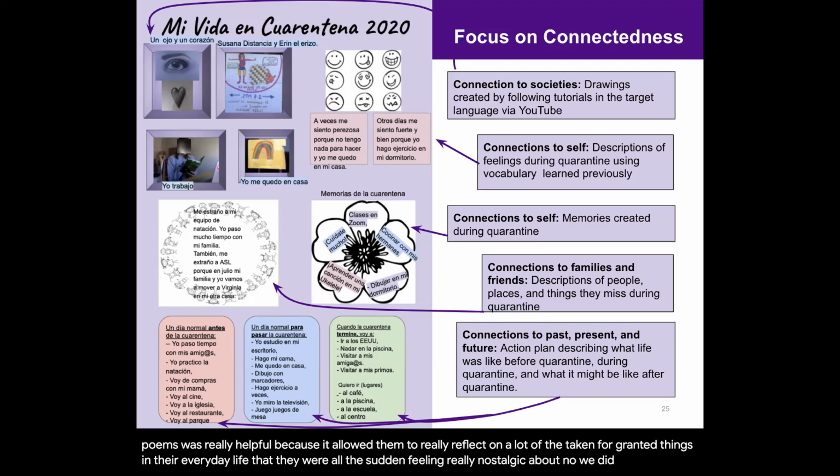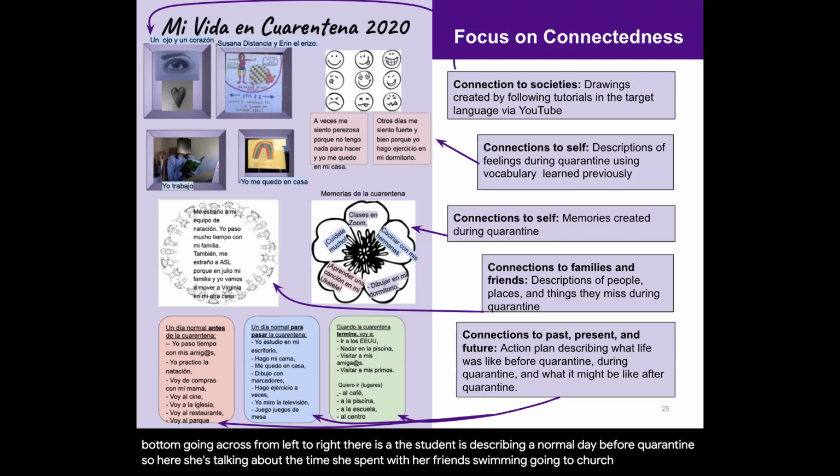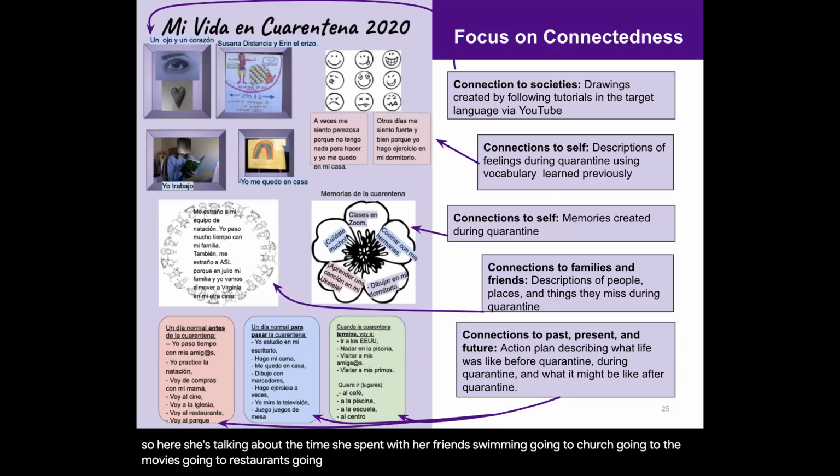And then, we didn't want the students to just think about the past, about what their life was like before the quarantine or during the quarantine, but we also wanted them to think about what it might be like coming out of the quarantine and how their life might change. So we had students create action plans that described what that process and change might look like. If you look at the bottom, going across from left to right, the student is describing a normal day before quarantine. Here she's talking about the time she spent with her friends, swimming, going to church, going to the movies, going to restaurants, going to the park, etc.